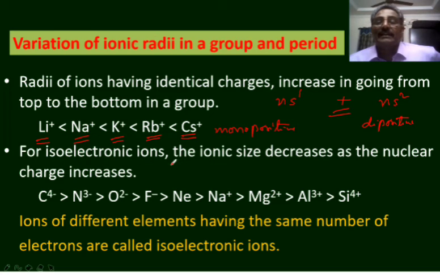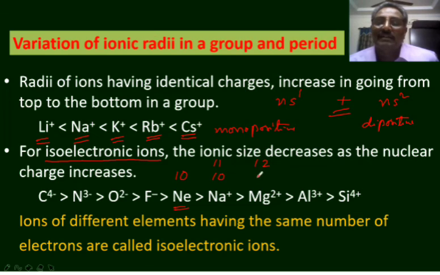For isoelectronic ions, the ionic size decreases as the nuclear charge increases. What is meant by isoelectronic ions? Isoelectronic ions are the ions possessing the same number of electrons but different atomic numbers. That means they are the ions of different atoms but possessing the same number of electrons. For example, neon possesses 10 electrons. There is a total of 10 electrons in neon. Na+, the sodium atom has 11 electrons. If one electron is removed, it also has 10 electrons.